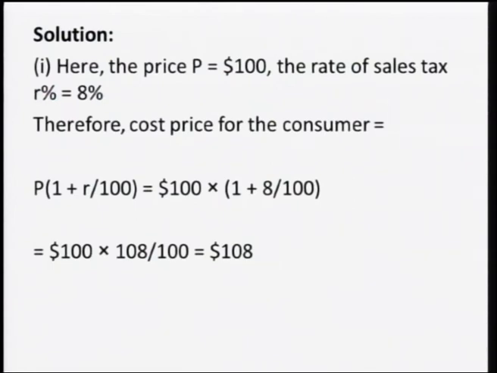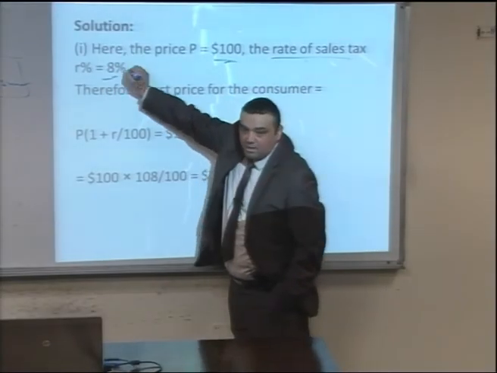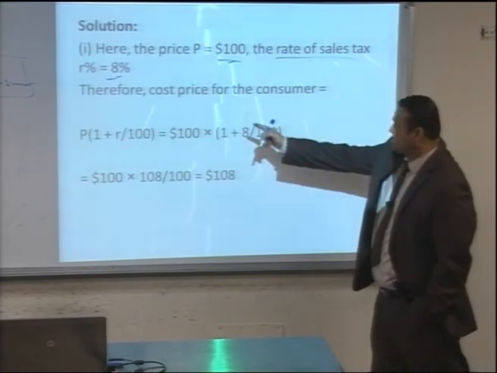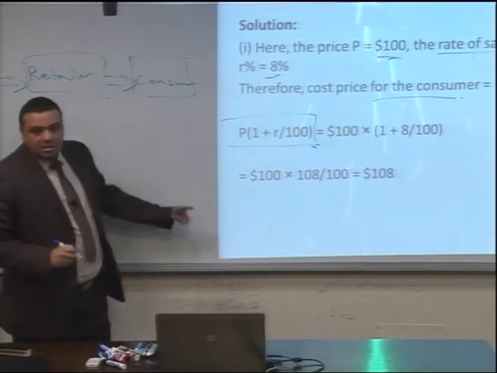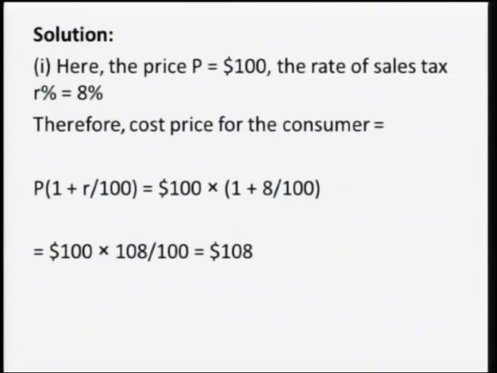Let's see. Here the price is 100, and the rate of sales taxes is 8%. Therefore, the cost price for the consumer equals the price times (1 plus tax rate over 100), which equals 108. Okay? Because it reached him priced at 100 and we add 8% on it.